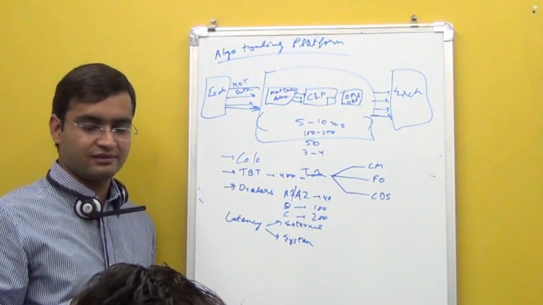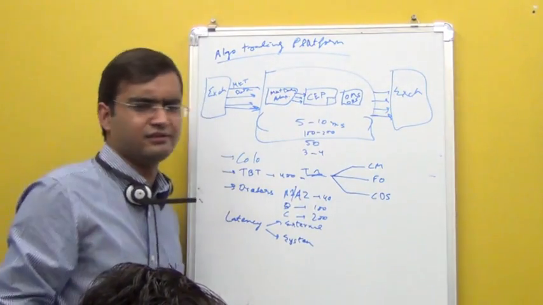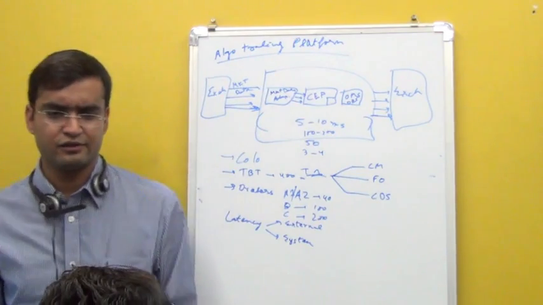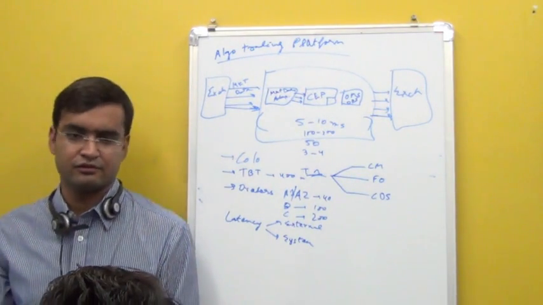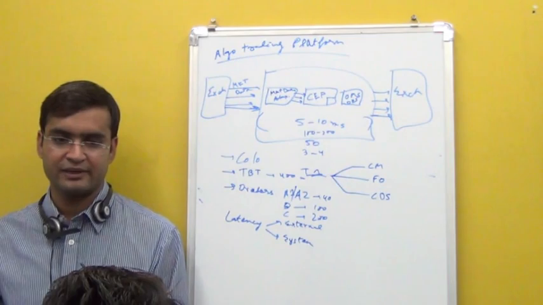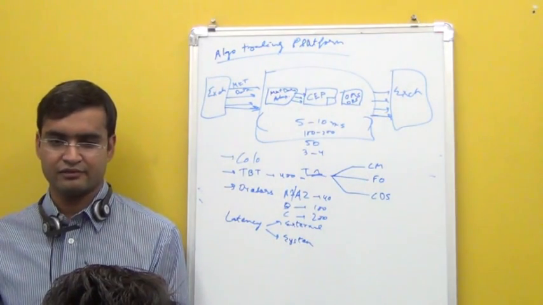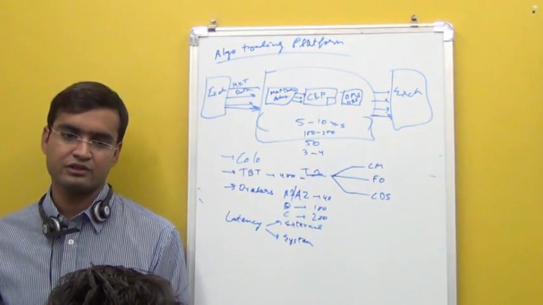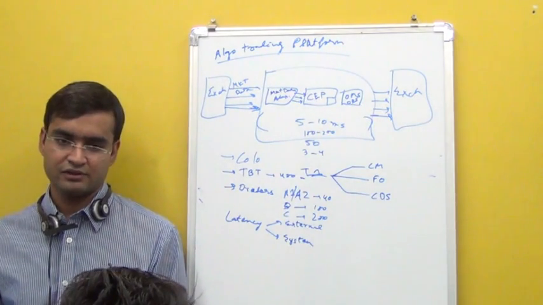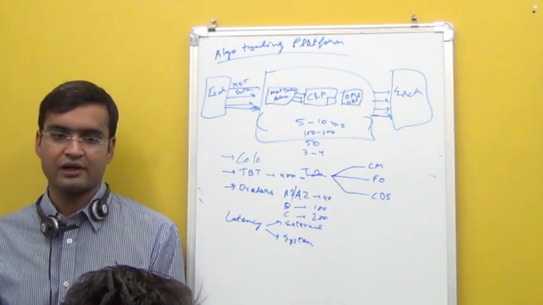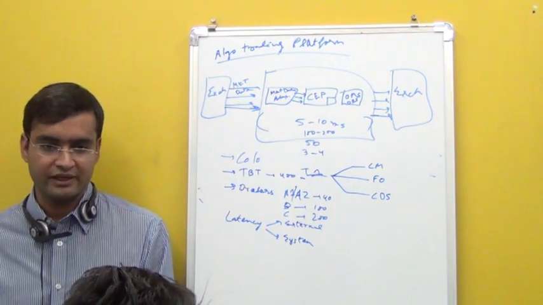What is the kind of hardware? Typical Xeon 5690 Intel, with 16 GB, 32 GB RAM. That is typical hardware. If you're going for co-location, you would go for blade servers because that saves space. In much lesser space, you can have many servers.